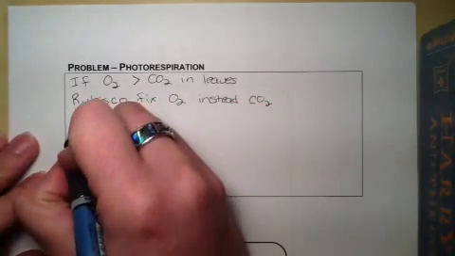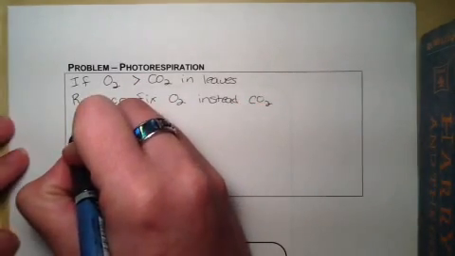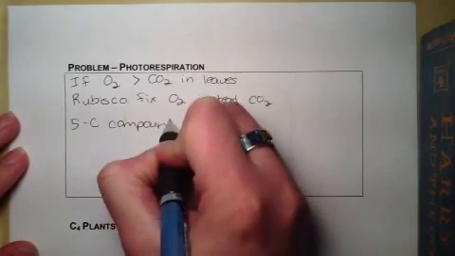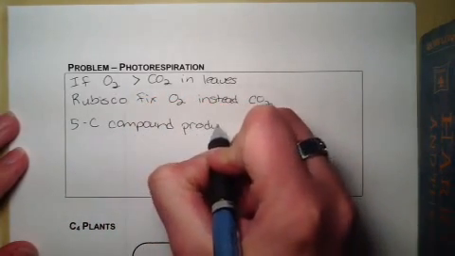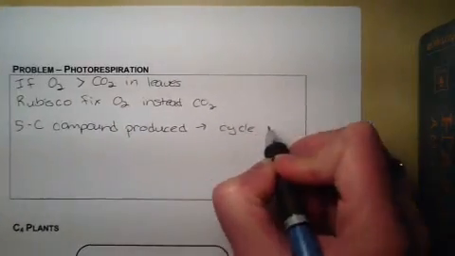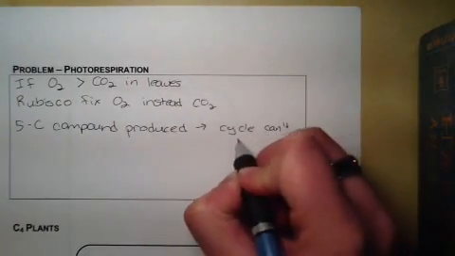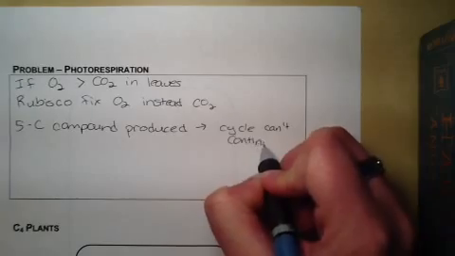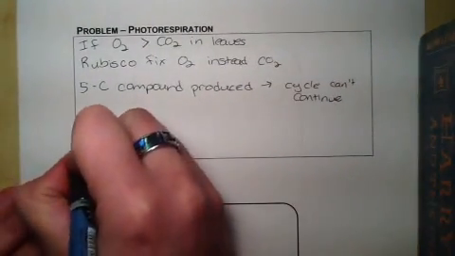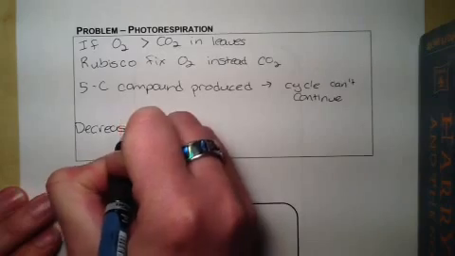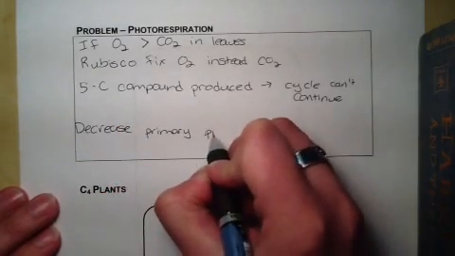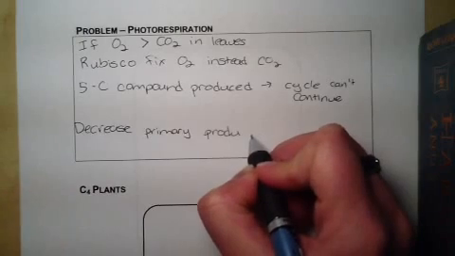And so what ends up happening is it produces this weird 5-carbon compound. And now the cycle can't continue, okay? And that's the key part, is the cycle can't continue. And so now you end up with this weird thing, and the key part of it is it decreases primary productivity. Okay, because instead of producing glucose, nothing's being produced as long as there's more oxygen than carbon dioxide.